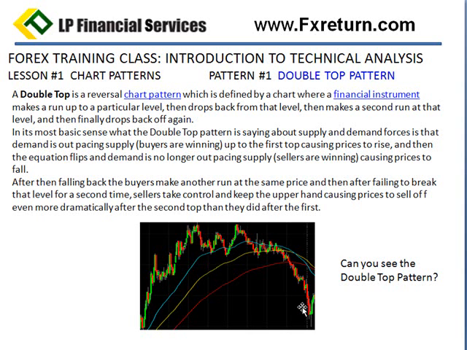In its most basic sense, what the double top pattern is saying about supply and demand forces is that demand is outpacing supply. The buyers are winning up to the first top, causing prices to rise. And then the equation flips and demand is no longer outpacing supply. The sellers are winning, causing prices to fall. After then falling back, the buyers make another run at the same price, and then after failing to break that level for a second time, sellers take control and keep the upper hand, causing prices to sell off even more dramatically after the second top than they did after the first.